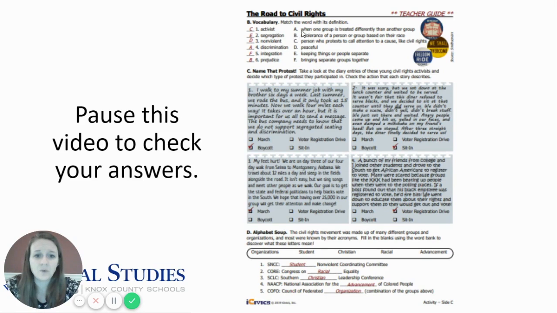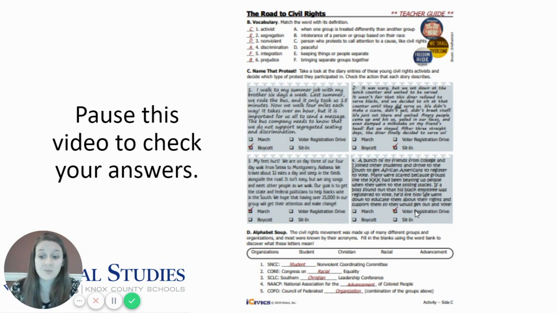Discrimination is A, when one group is treated different than another group. Integration is F, bringing separate groups together. And prejudice is B, intolerance of a person or group based on their race. In this section, you had to identify what type of protest was happening here. The first one is talking about a boycott. The second one is a sit-in. The third one is a march. And then the fourth scenario is a voter registration drive.